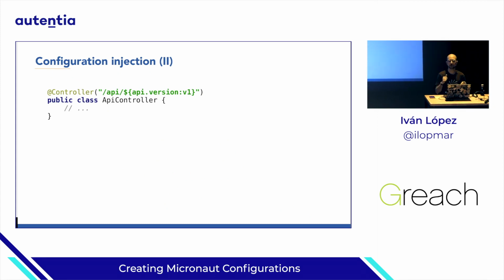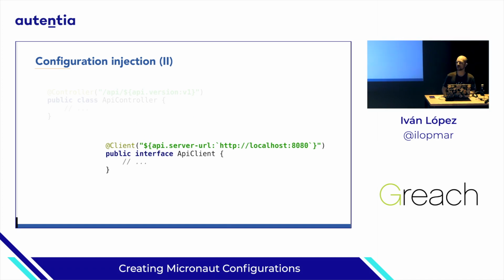And we are not restricted to use these kinds of placeholders only inside @value. You can use that pretty much in any Micronaut annotation, or in any annotation actually. So here we are saying, I want to expose this controller in /api, and if the API version is defined, I will use it, and if not, it will be /api/v1 by default. Or you can say the same when you create, for example, a declarative HTTP client: my API server URL is the one defined in configuration, and if it's not there, I'm going to use localhost:8080.